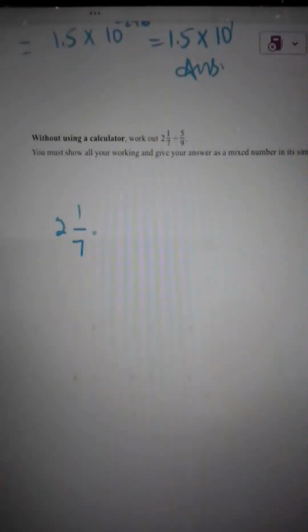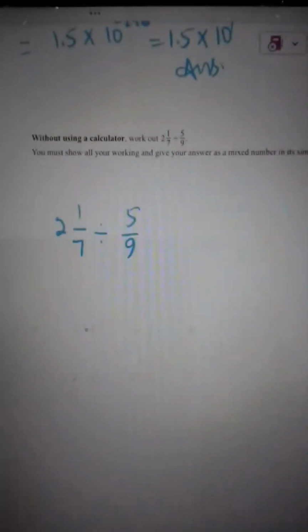Here he says work out 2 whole 1 by 7 divided by 5 by 9. So this is what we have to evaluate. It is very simple. You must show all your working, without using a calculator, he says.